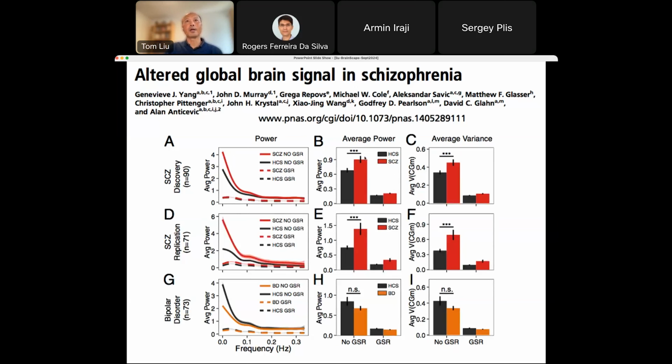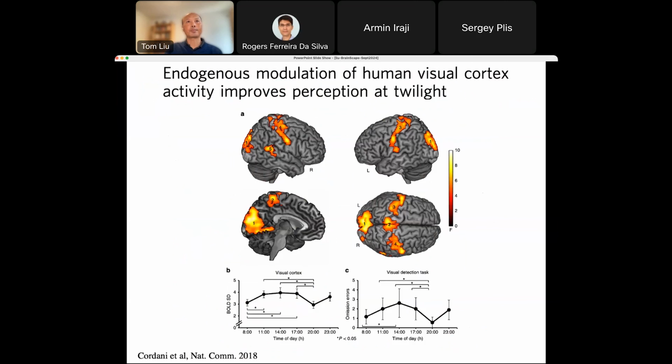In this paper, there was a very lengthy and complex interpretation of this. We'll come back to this maybe later in terms of why this global signal might be higher in the schizophrenics versus the healthy controls, but it was perhaps the first use of the global signal as an independent metric that you could use to differentiate populations.